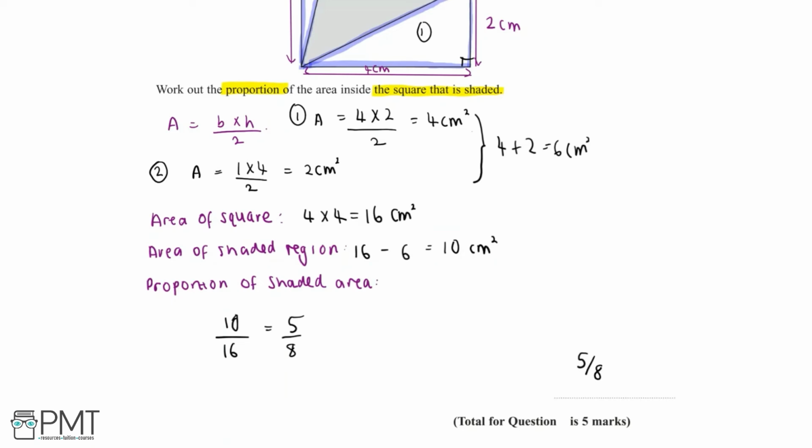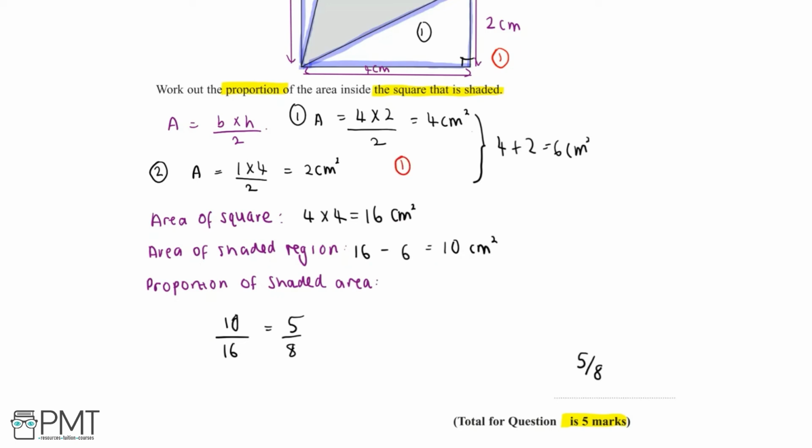Now this question is worth 5 marks, so let's take a look at where these marks are allocated. The first mark is for using the side length of 4 centimeters, which we've shown clearly in our diagram. Now the second mark is for a method to find the area of one unshaded triangle. Now we've found the area of both unshaded triangles. We said the area of triangle 1 is equal to 4 centimeters squared, and the area of triangle 2 is equal to 2 centimeters squared, allowing us to get that second mark.